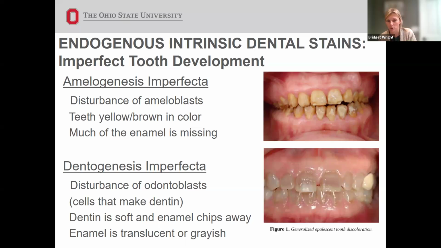It's not formed perfectly. You can see the teeth are a yellowish brownish color, or in the dentinogenesis one, it's more of a grayish kind of staining. In amelogenesis, the enamel looks pitted, or sometimes it's just missing. With the dentin, the enamel is translucent and really thin. In both of these cases, you want to be extremely careful and cautious because the enamel can flake away, and these patients might be sensitive.